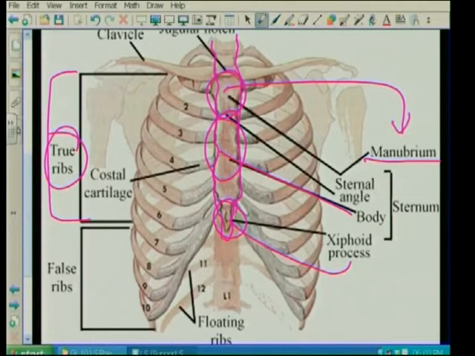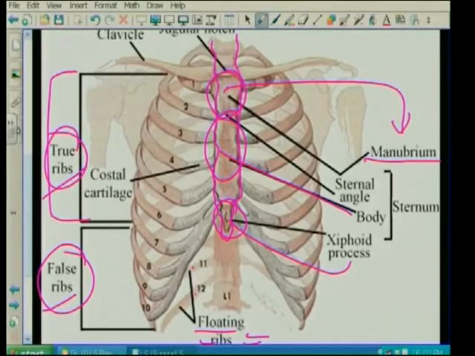Number 8, number 9, number 10, the next 3 pairs are known as false ribs. And the last 2, number 11 and number 12, are called floating ribs. Now let's explain why these are called true ribs, these are called false ribs, and why these are called floating ribs. All the ribs, or most of the ribs, are attached in some way to the sternum.